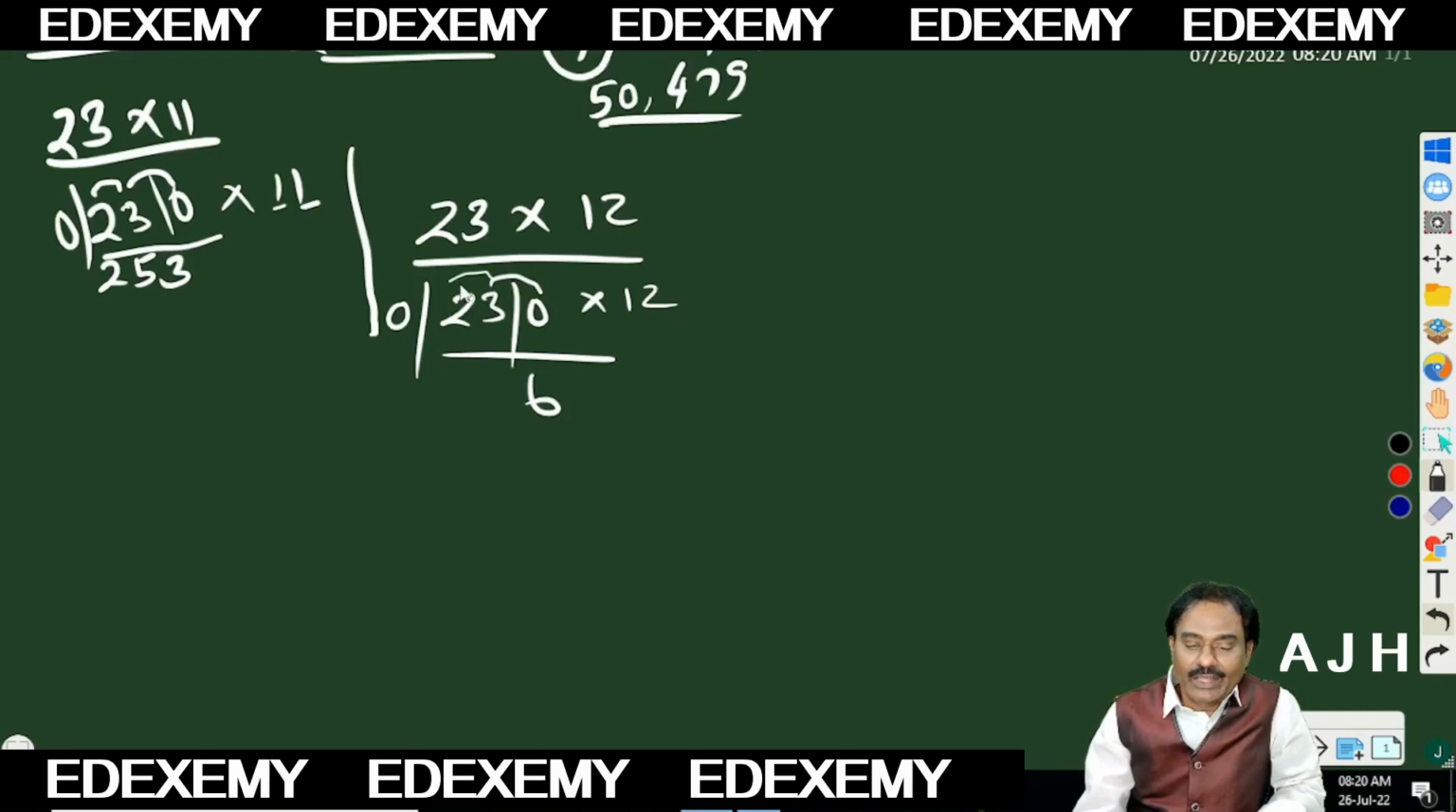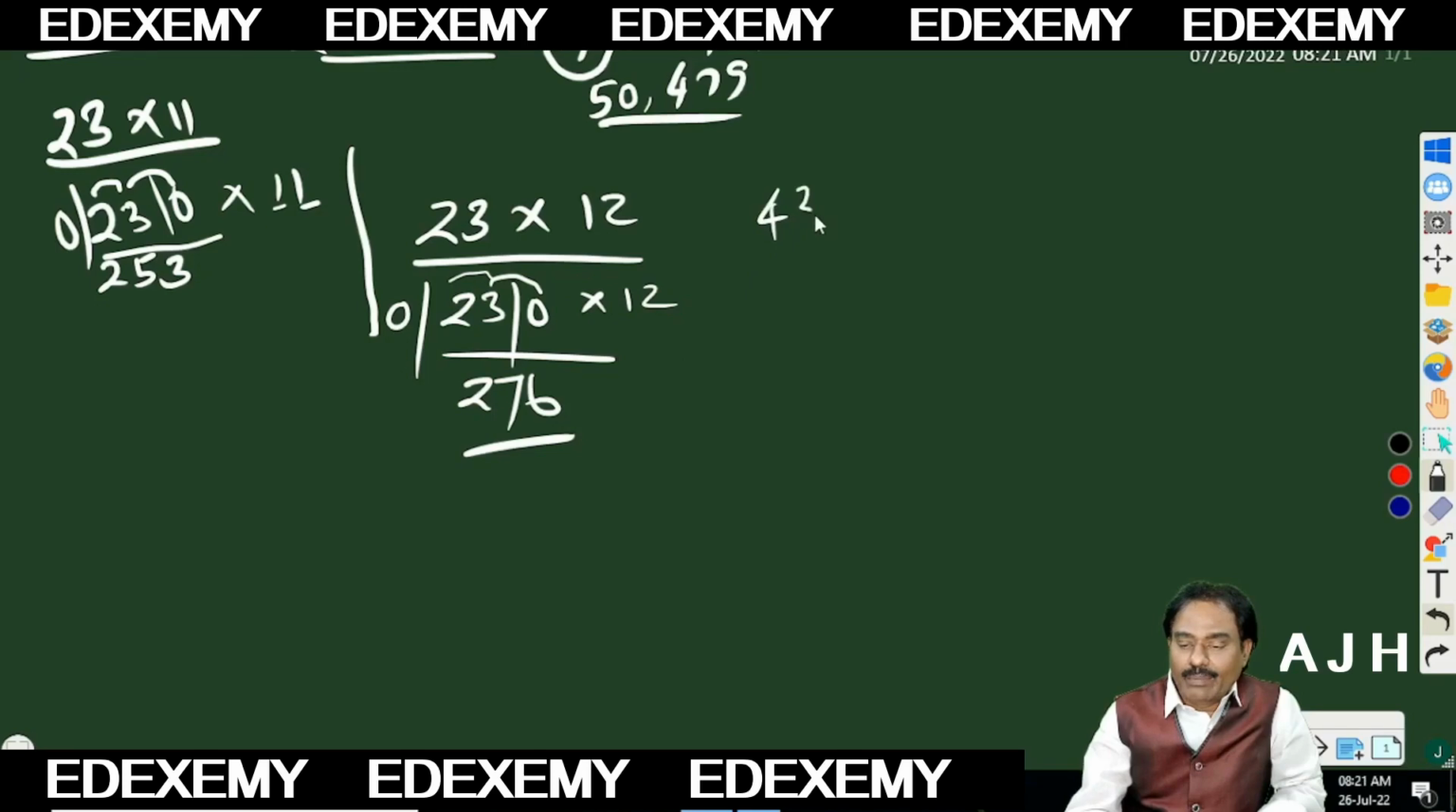Similarly, you multiply this 2 with 2 and 3 into 1. 3 into 1. So multiply 2 into 2 is 4 plus 3 is 7. You understand? So you multiply this 2 with 2 and 3 with 1. And finally 1 into 2 is 2.